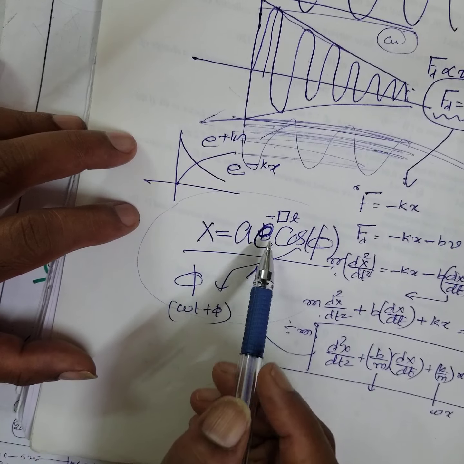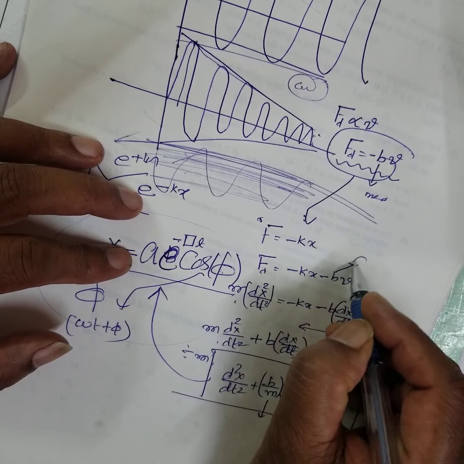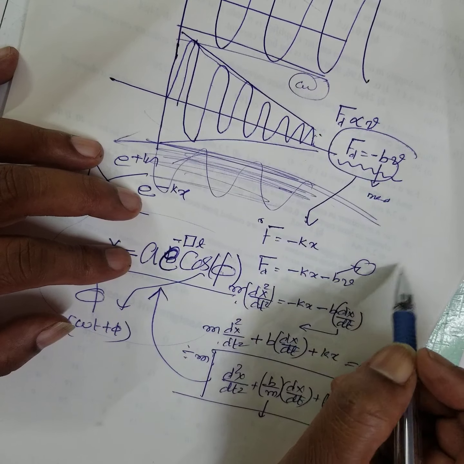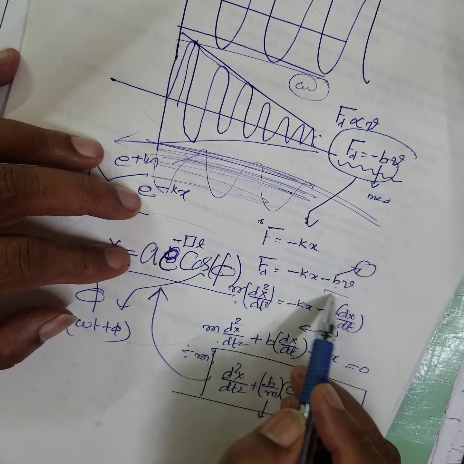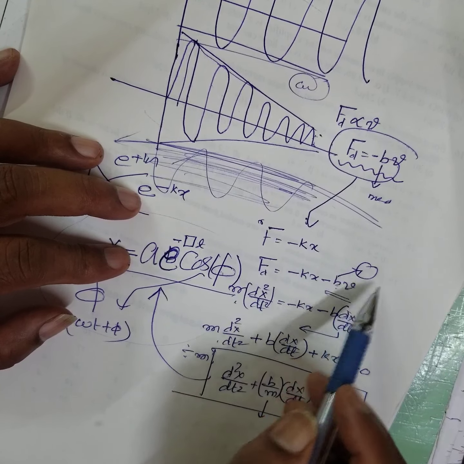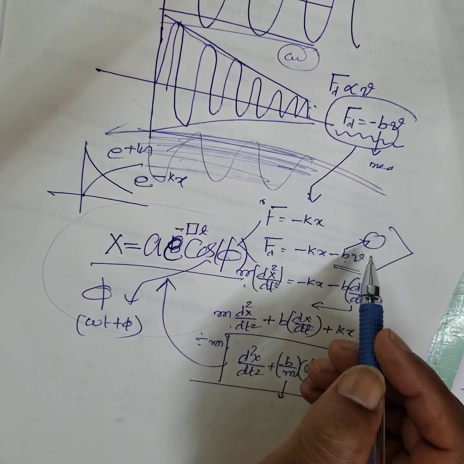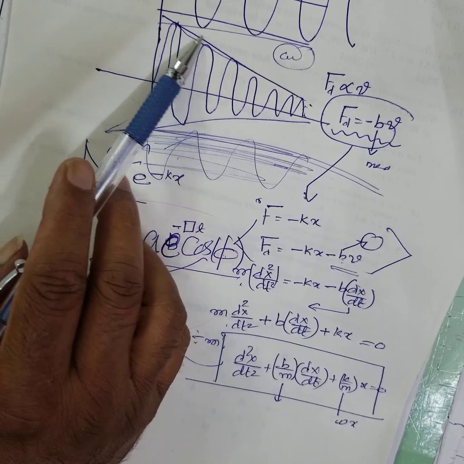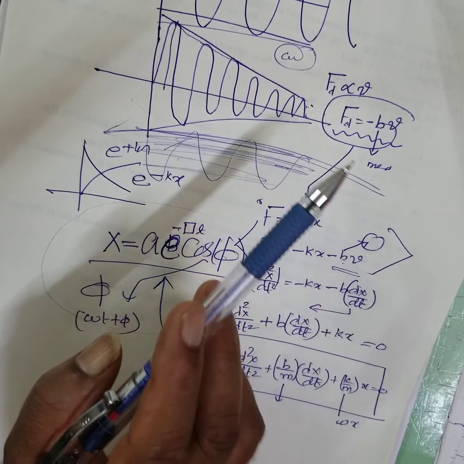Okay. Therefore, what is the unit of this b? They may ask, but it is very difficult to remember; it comes in kg per second. I also don't remember. Very rarely they'll ask this. But one thing you must know: for the damped oscillation, the amplitude gradually decreases. This much you must know.